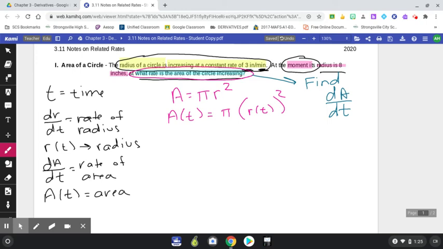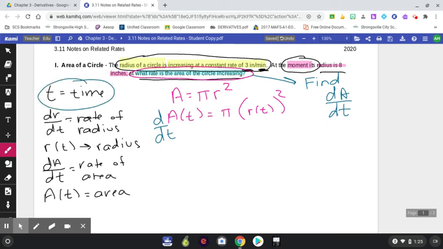So that means I need to take the derivative with respect to my independent variable. And remember, in this particular case, time is my independent variable. So I'm going to take the derivative of each term with respect to time. The derivative of A, well, A is not the independent variable. The derivative of A, though, would be A prime or dA/dt.